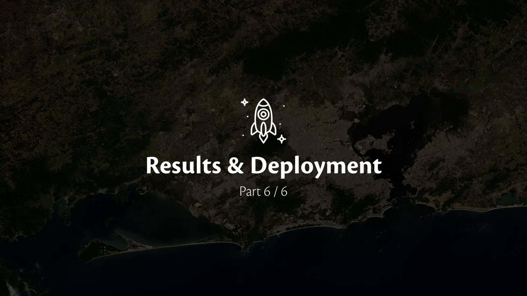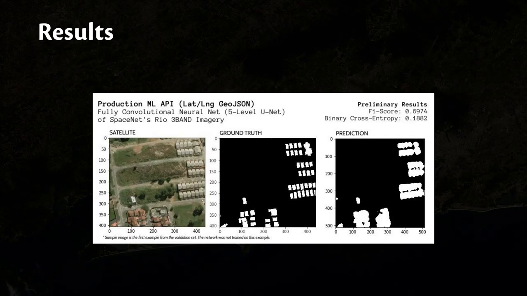Moving on to the results and deployment, I got an F1 score of 0.6974, which may not mean a whole lot, but it does. There was a sample implementation that got 0.729, but there are a couple of differences. I did a 60-10-20 split, so 60% train. They used both the 3-band and the 8-band imagery, and I actually filtered out tiles with no buildings. So a little bit of difference, but still a pretty decent result when compared with that sample.